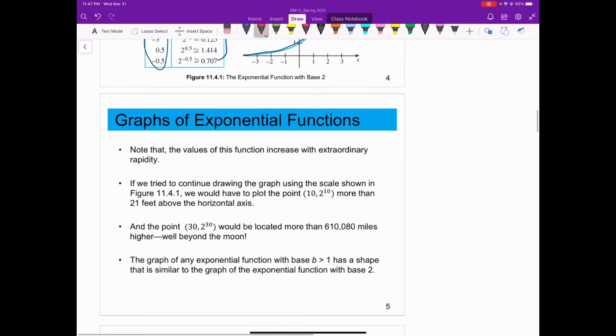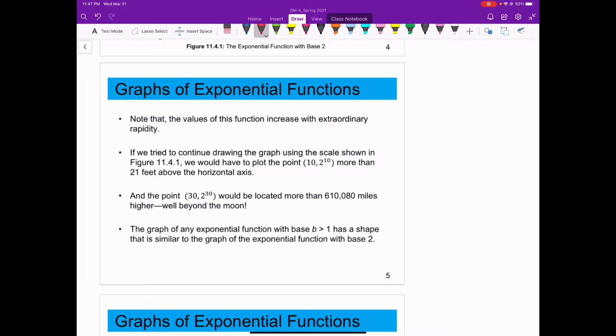All right, let's move to the next slide. Graphs of exponential functions. There are four bullet points here. Note that the value of this function increases extraordinarily rapidly. So you understand it increases at a rapid pace.